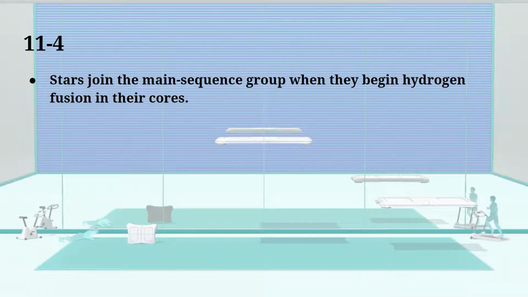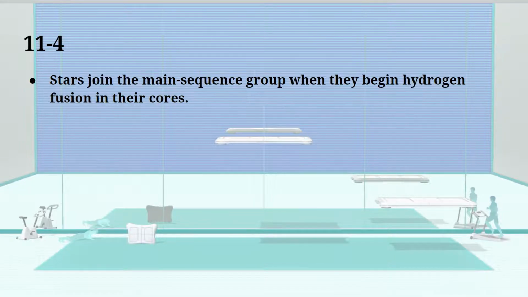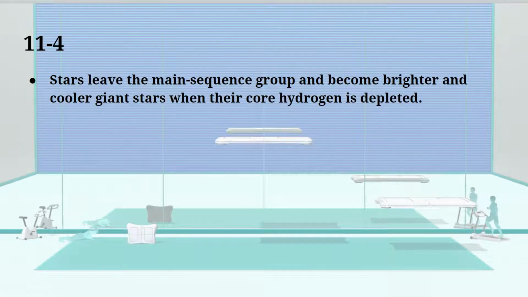We say that a star enters the main sequence once it begins hydrogen fusion, and it leaves the main sequence once its core hydrogen is depleted. Not all of their hydrogen, but their core hydrogen. Okay? So go back to this. They join the main sequence when they begin hydrogen fusion, and they leave the main sequence when they're done fusing hydrogen in their core. They're still fusing hydrogen in their shell, they're just not fusing hydrogen in the core.